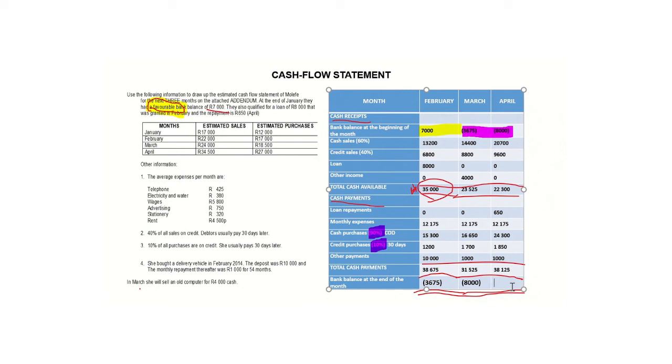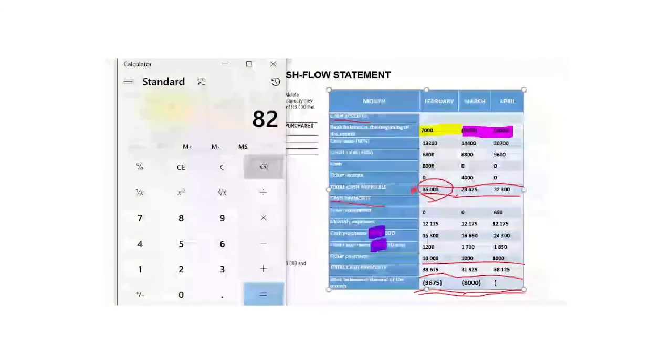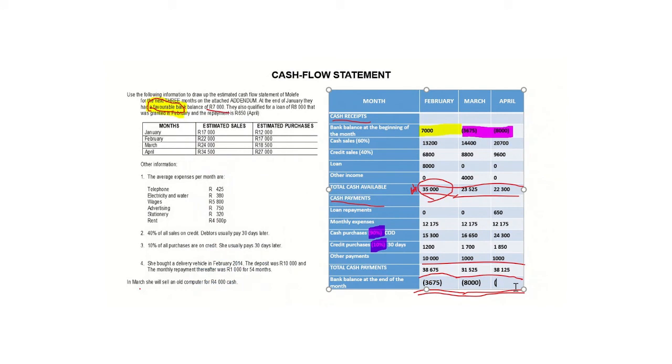So we are still in the red. We still owe the bank. So we do our totals first. We do 22,300 minus 38,125. Bring back our calculator. 38,125 subtract 22,300. So we are on a negative 15,825. Oh, I want to capture it there actually. 15,825, a negative. Now, at this moment, you are done with your table.